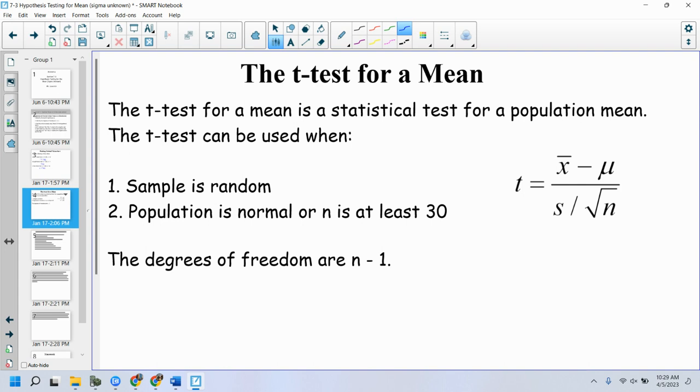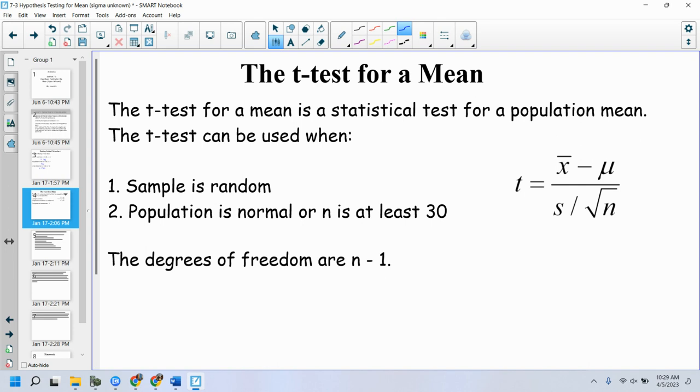Accidentally put an n minus 1 into the formula. No, I'm not using an n minus 1 in the formula. I am using an n in the formula. I use the n minus 1 when I talk about my degrees of freedom. That's the only time I'm going to be using my n minus 1 for these, is when I'm talking about my degrees of freedom.